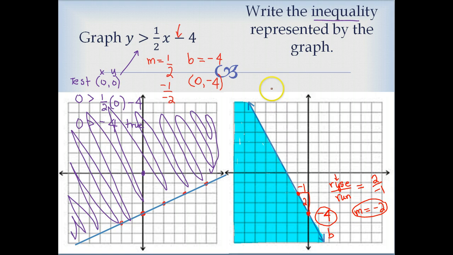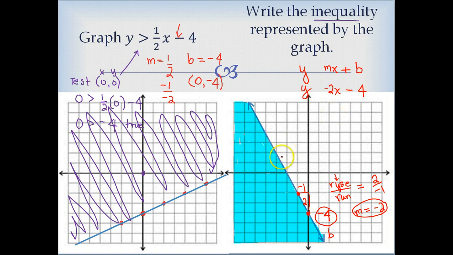Now we just have to plug it into y, and I'm not going to put an equals sign because we are dealing with an inequality. So y less than or greater than is going to go here, mx plus b. So let's fill in those values. We're going to have y blank -2x minus 4.